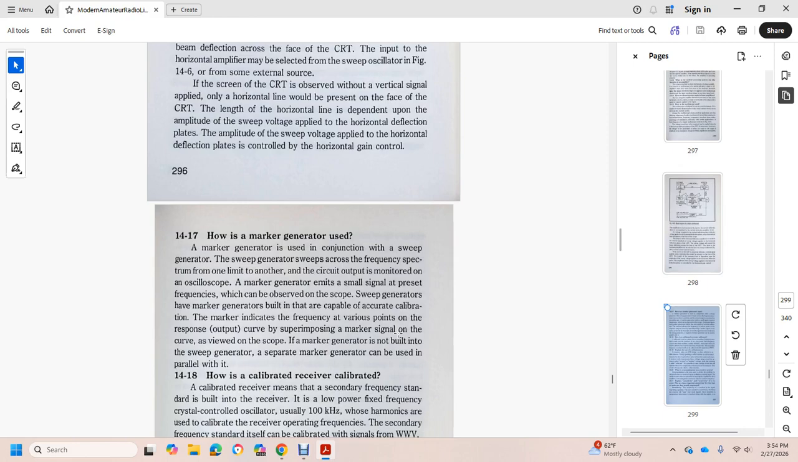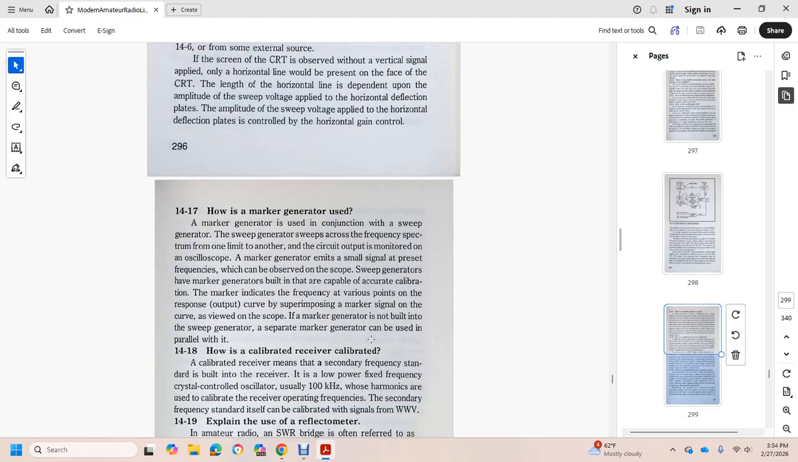How is a marker generator used? A marker generator is used in conjunction with a sweep generator over a frequency spectrum, one limited to another circuit, with the output monitored on the oscilloscope. The marker generator puts a single small image at a preset frequency. Some sweep generators are built with accurately calibrated marks that indicate frequency points over the response curve, with the marker signal superimposed on the curve viewed on the scope. A separate marker generator can also be used in parallel with the sweep generator.